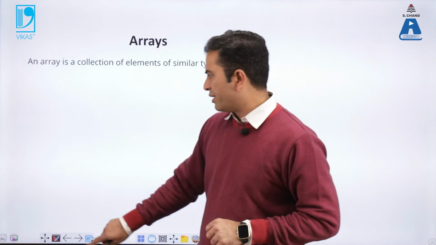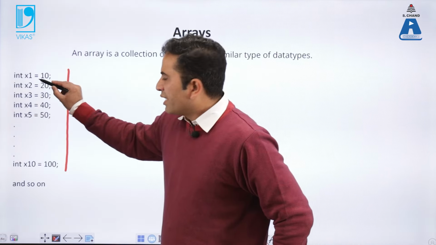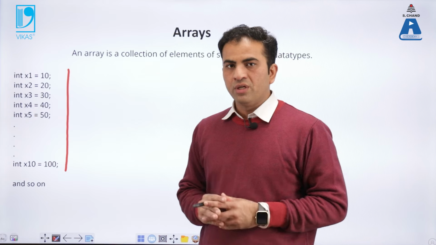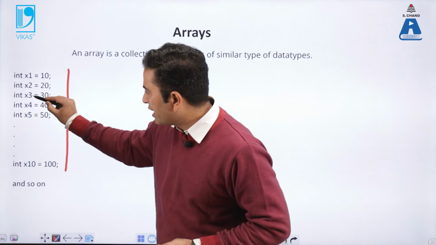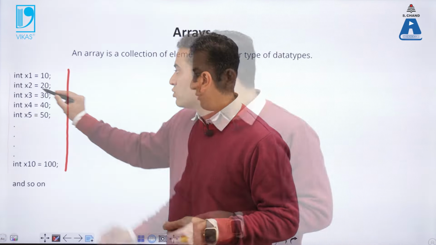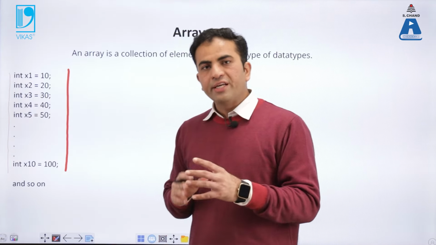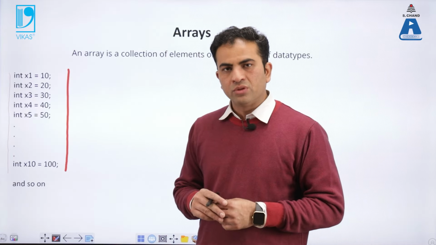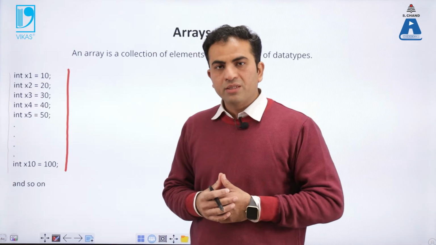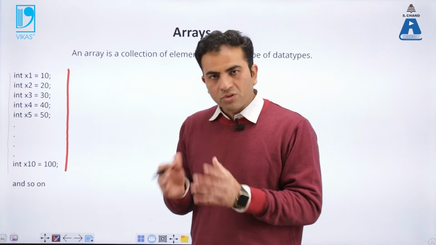So what is the meaning of this statement? The meaning of this statement is, understand this thing, that if I want to save 10 different values, I need 10 different variables x1, x2, x3, x4, up to x10, and all the values are of integer type. We have declared all the variables of integer data type. So let's suppose if we need 100 integer values, according to this process, we have to initialize 100 variables. We can't recognize all the 100 different variables. We can't manage that. This is not an optimum way.